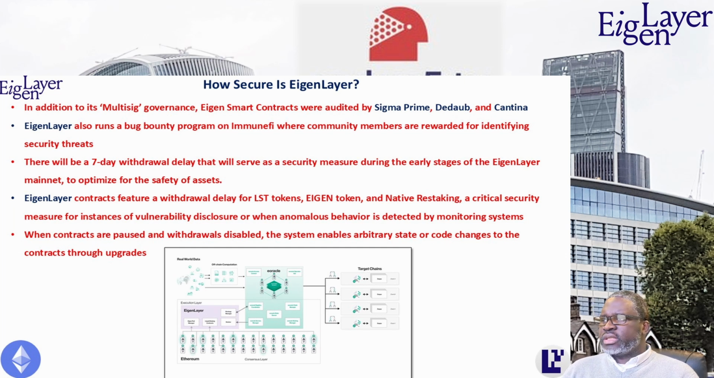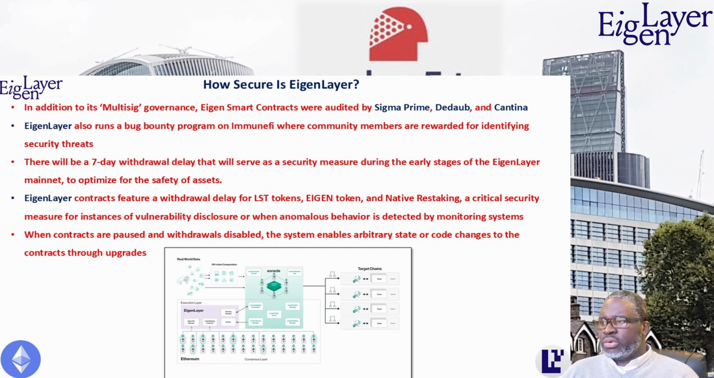EigenLayer contracts feature a withdrawal delay for liquid staking tokens or LSTs, the EIGEN token, and native restaking, a critical security measure for instances of vulnerability disclosure or when anomalous behavior is detected by monitoring systems. This delay serves as a preventative mechanism and allows, in certain cases, to help mitigate protocol attacks.